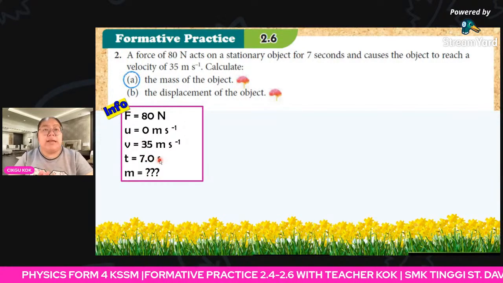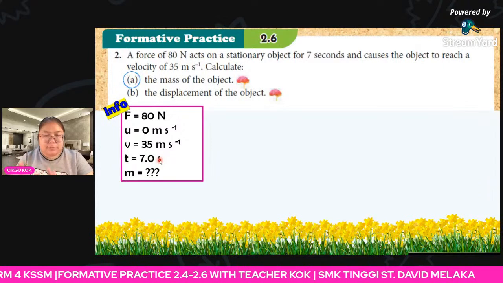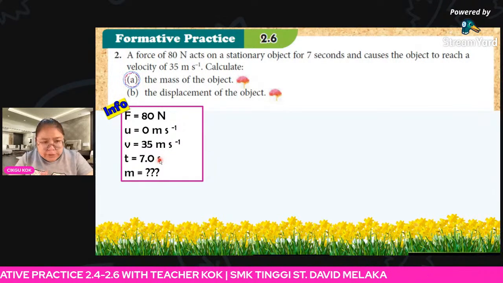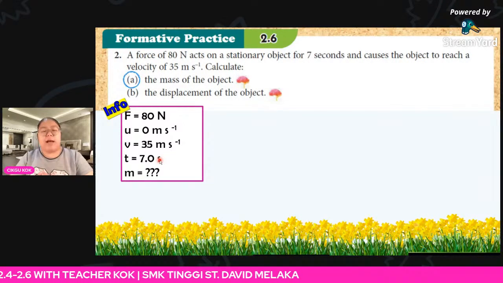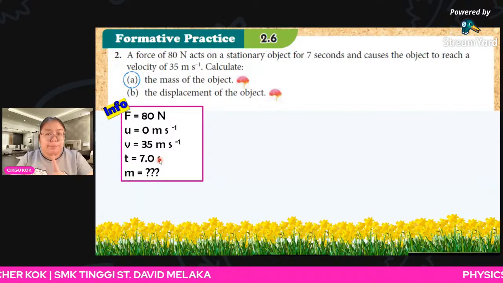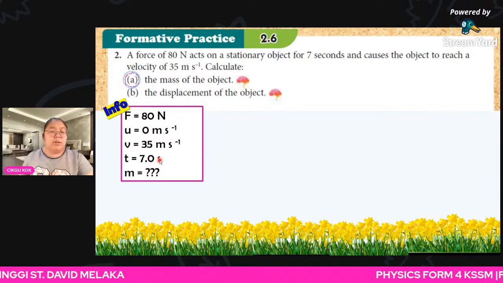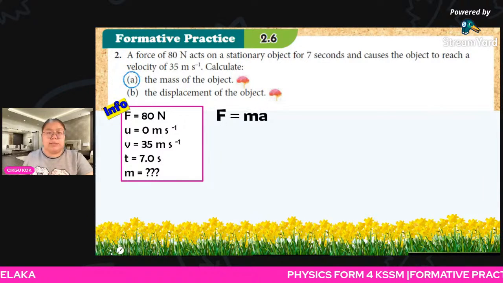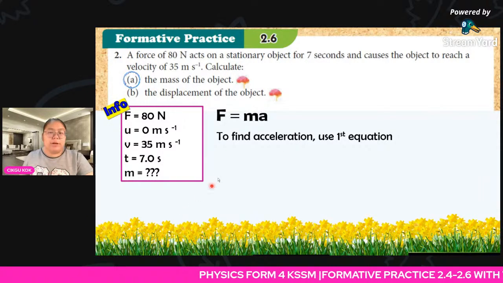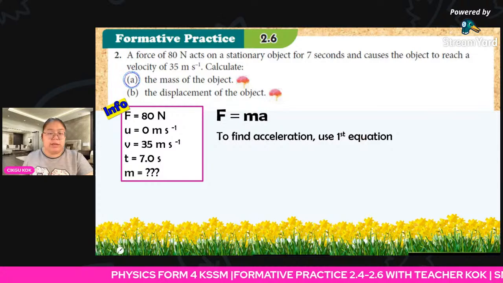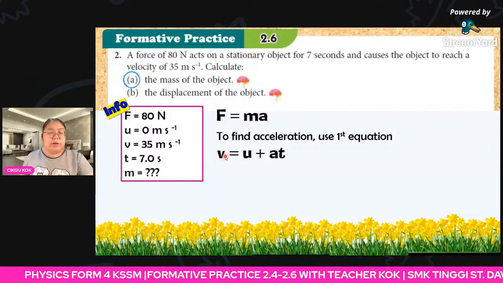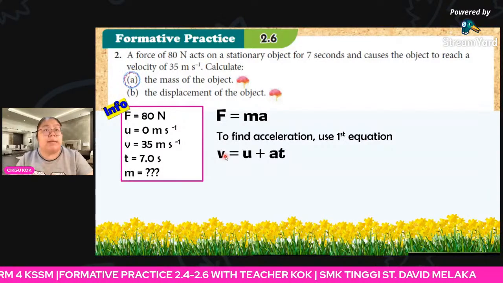From here, they never mention S. With no S, which equation? I think the equation should be number 1, because number 1 has no S. Let's see number 1. To find the acceleration, use the first equation. So the first equation is V equals U plus AT.